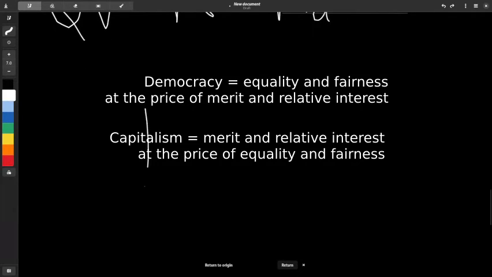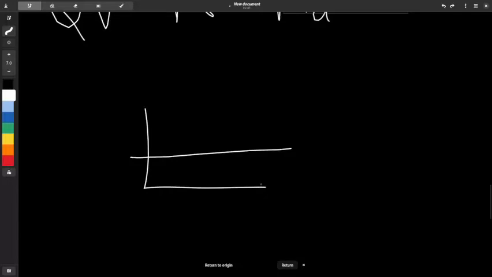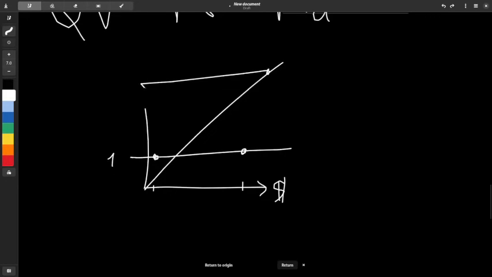In a democracy, everybody has one vote. No matter how much money you have, you only get one vote. In capitalist systems, everybody gets the same amount of votes as they have money. So it's like that. If you have a lot of money, you get a lot of power.